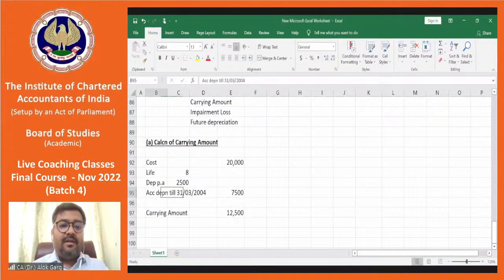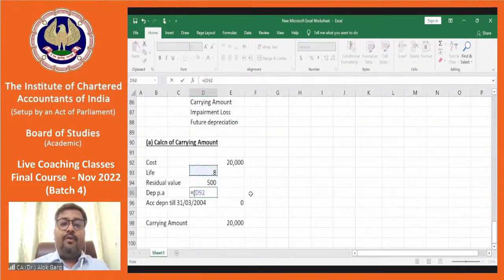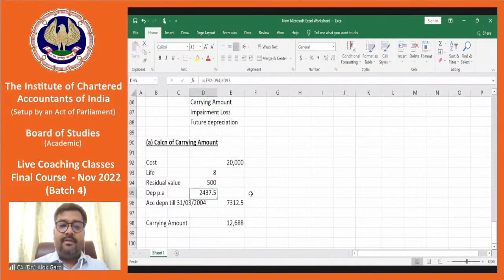Sorry, I have missed one thing. In this question, the scrap value, the residual value, is also given. My mistake. So what is the residual value? Residual value is 500 lakhs. So what is the depreciation per annum? 20,000 minus 500 divided by 8, which is 2,437.5 per annum. And when I multiply this with 3, it will give me 12,688.